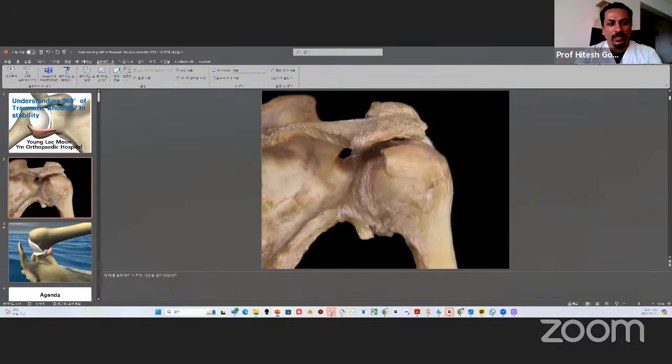Professor, thank you for this comprehensive presentation. And let's take a few questions. Professor, how do you approach a Hill-Sachs lesion? Is it open or arthroscopy? I always use the arthroscopic procedure. When I was a junior doctor, I performed the open procedure from under the subscapularis, but now I always utilize the arthroscopic procedure.